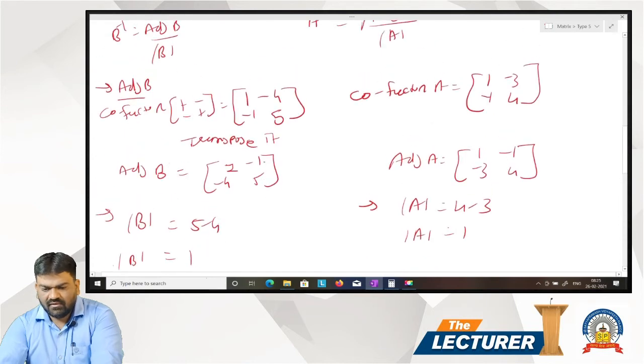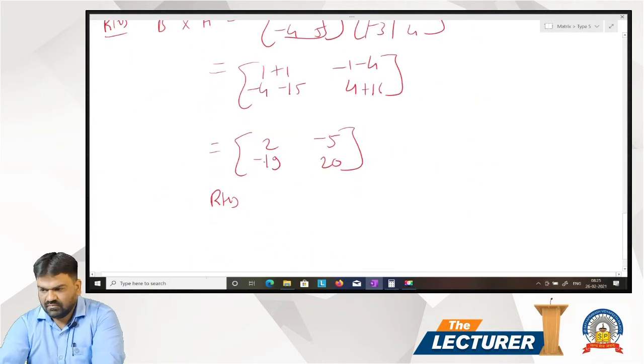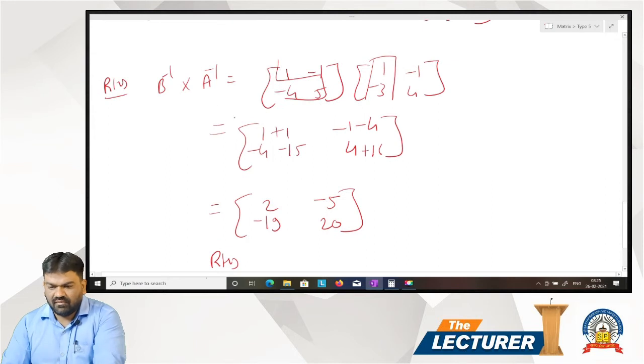1 minus 4 minus 1 minus 5. 1 multiplied by 1, 1 multiplied by 1, multiplied by minus 3, 4, sorry. 1 multiplied by minus 1 minus 1 minus 4 multiplied by 1 minus 5. So here 4 plus 1, that is 5.